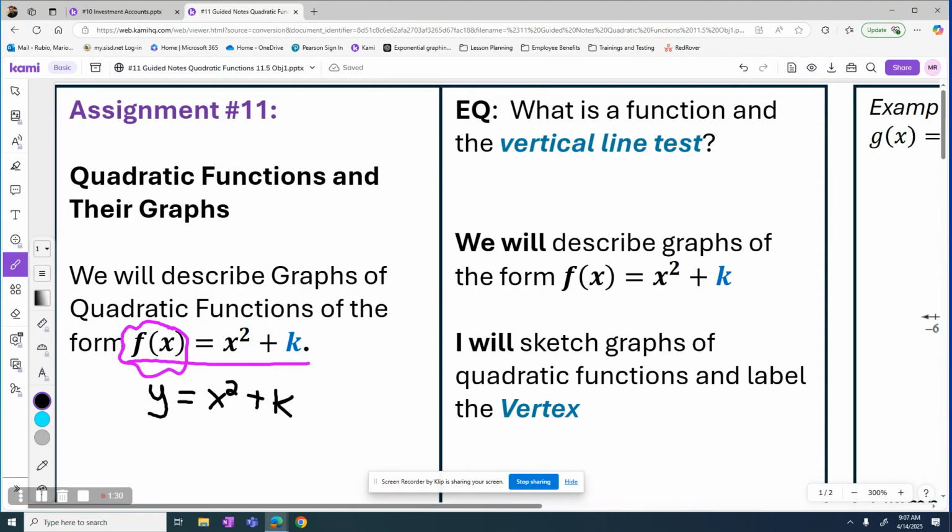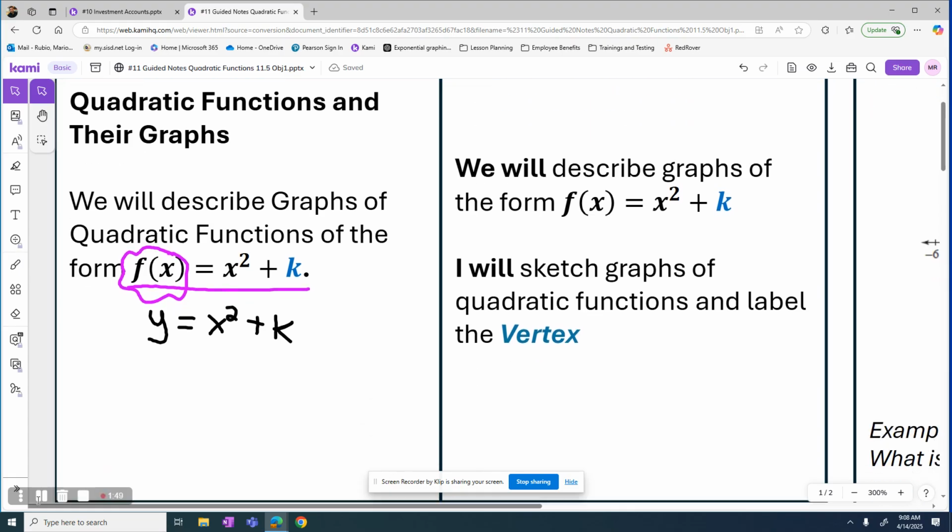The question we should be asking ourselves is, what is a function and the vertical line test? That's how we're going to tell if it's a function or not. We will describe graphs of the form f of x equals x squared plus k, and then you all will sketch graphs of quadratic functions and label the vertex. If you didn't get a chance to write this down, it's okay. I'll post a video and you can copy it from that later. So I'm going to go a little bit fast today.